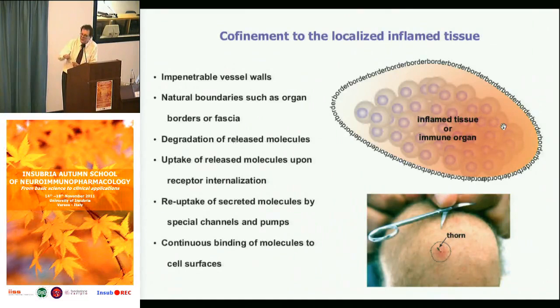If this is released, it's degraded rapidly, and it is internalized by receptor internalization. There's reuptake of the molecules by special channels and pumps, and there is continuous binding of the molecules to cell surfaces. Some of the molecules that are needed for interaction in the network are not released from the cell but remain on the cell, and this is a way to confine the inflammation to a local situation.